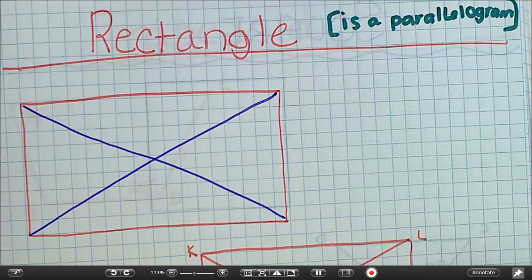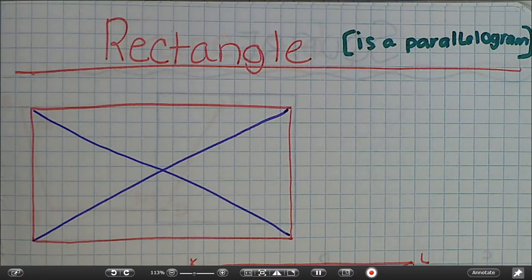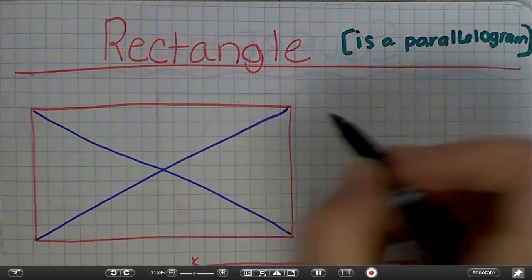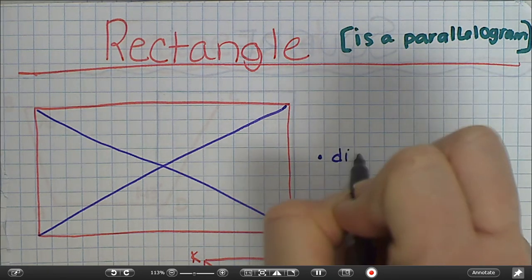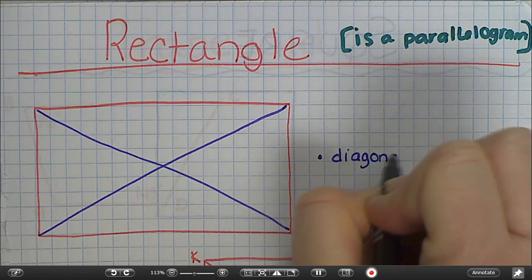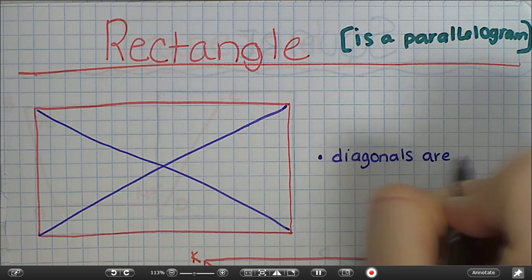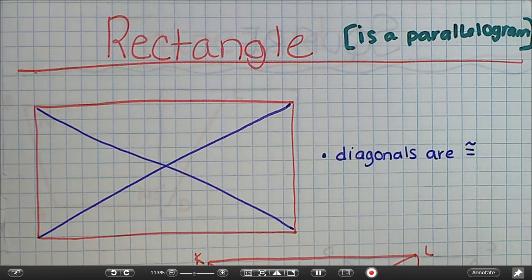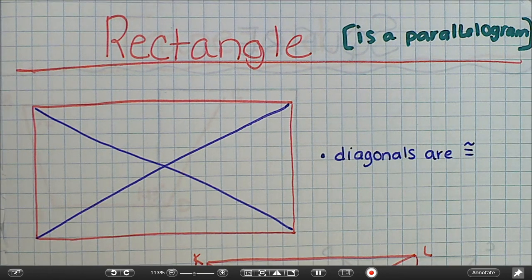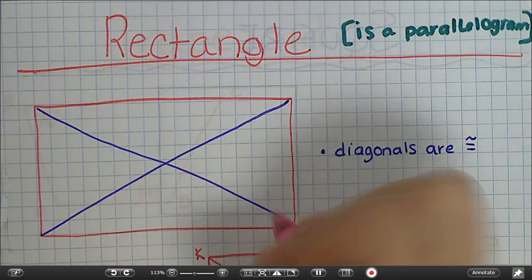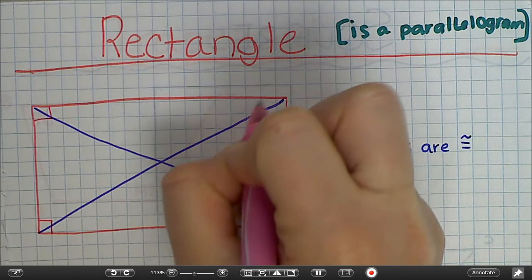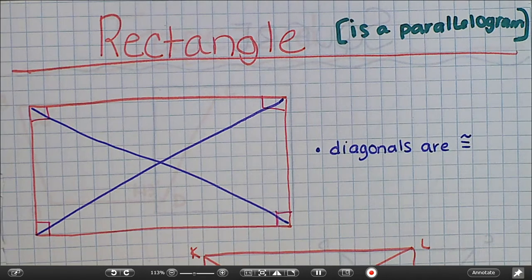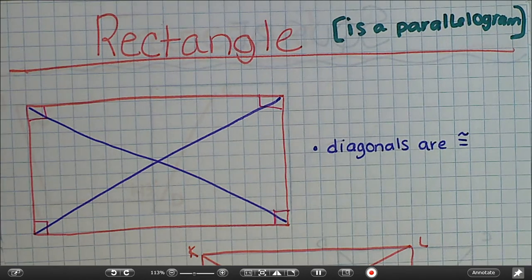So just looking at that guy, you can kind of sense that those are congruent. So the additional property of a rectangle is that diagonals are congruent. Now, other things to remember is that a rectangle is a rectangle because it has 4 right angles. So while that's not a property, that's a definition.